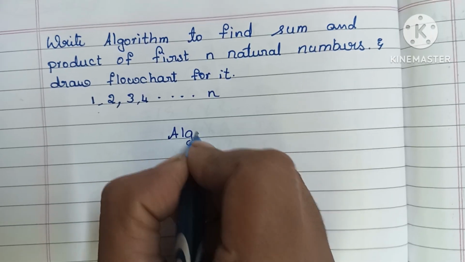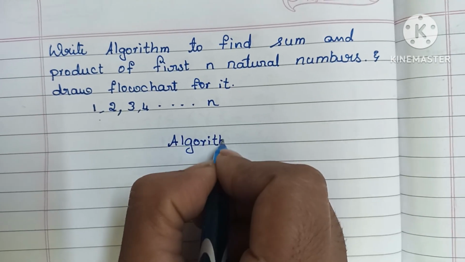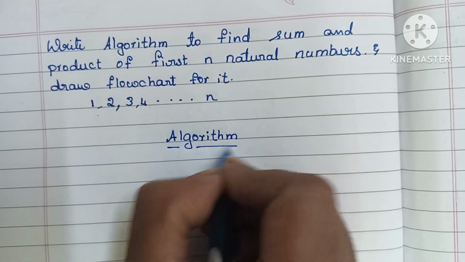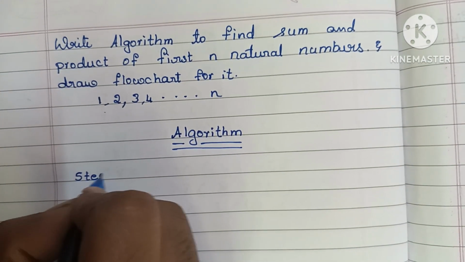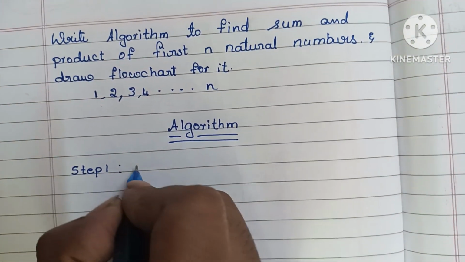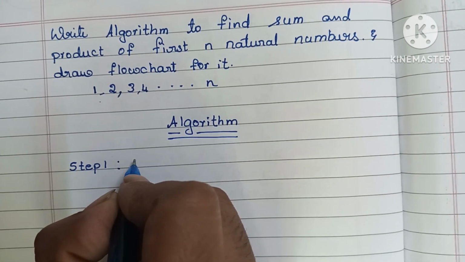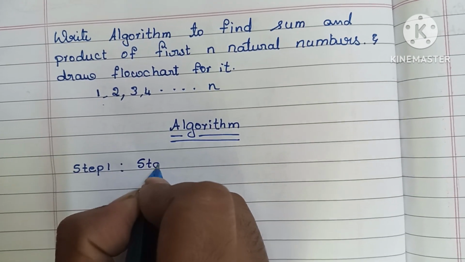First we are going to write the algorithm. An algorithm is a step-by-step process to solve a problem. Step 1. An algorithm always starts with a start statement, so first we have to write the start statement.